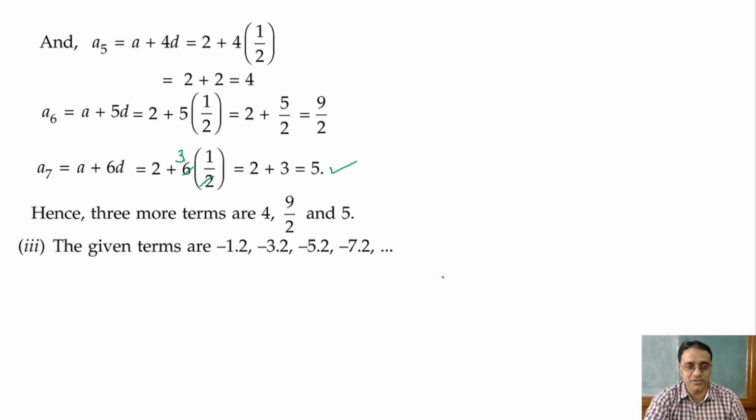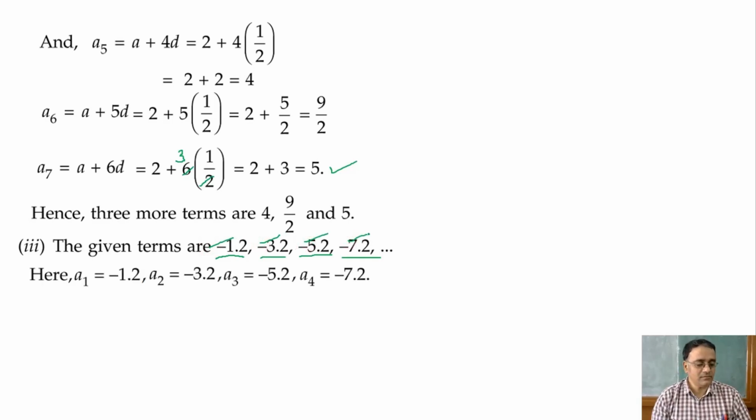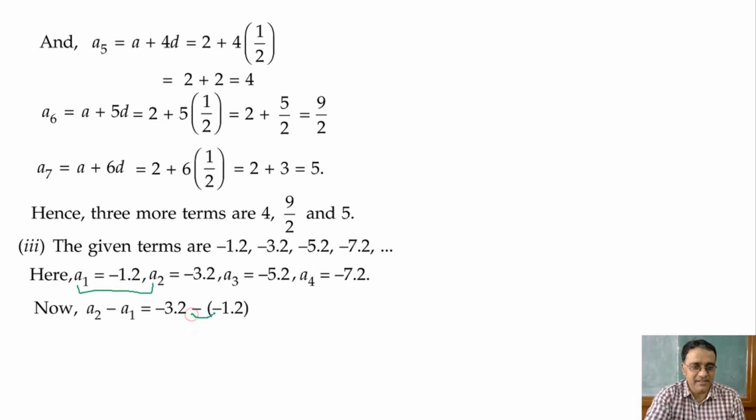Now the next question is, the given terms are minus 1.2, minus 3.2, minus 5.2 and minus 7.2. So A1, A2, A3, A4. Now we have to check the difference between each consecutive terms. So first difference, these two. See, minus minus plus हो जाएगा. So what are we getting?